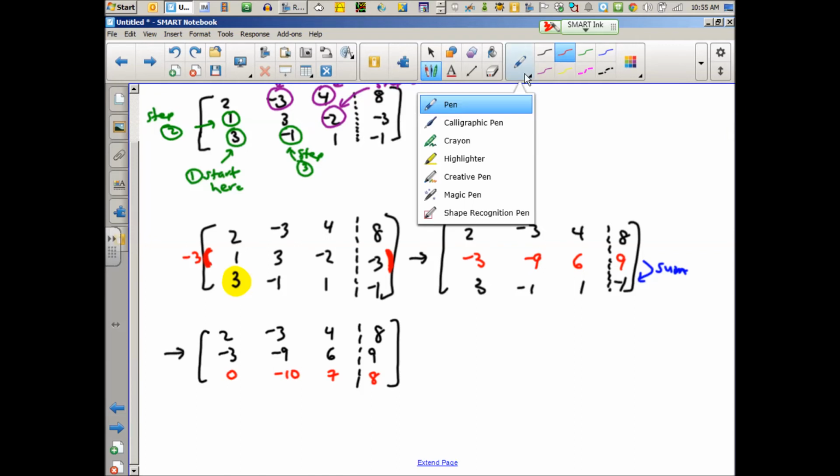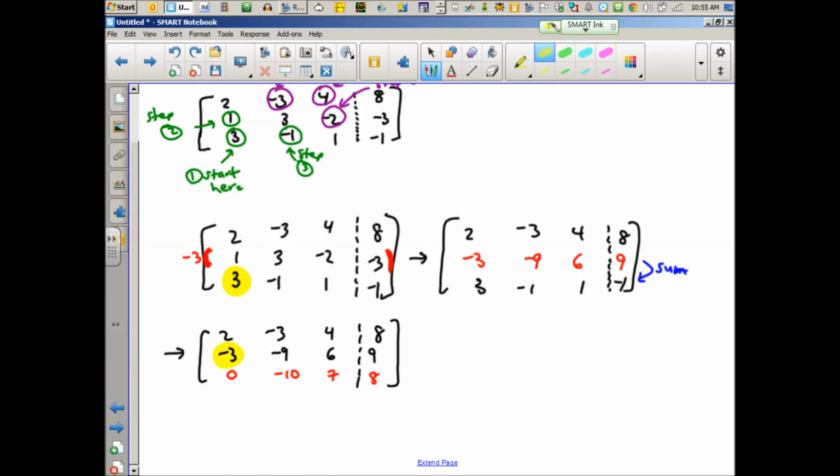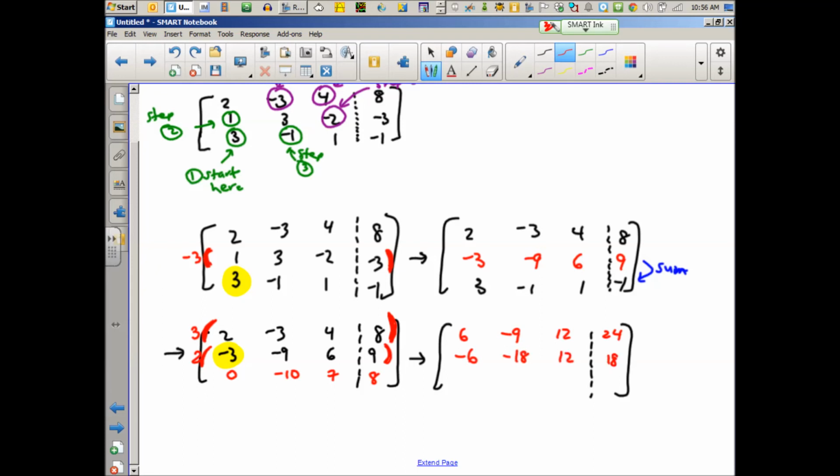Next spot is right above it. I'm shooting for that now, yes. So I think what I'll do is multiply the top row by 3 and the middle row by 2. So now the top row reads 6, -9, 12, 24. And the middle row reads -6, -18, 12, 18, but I'm not touching the bottom row.